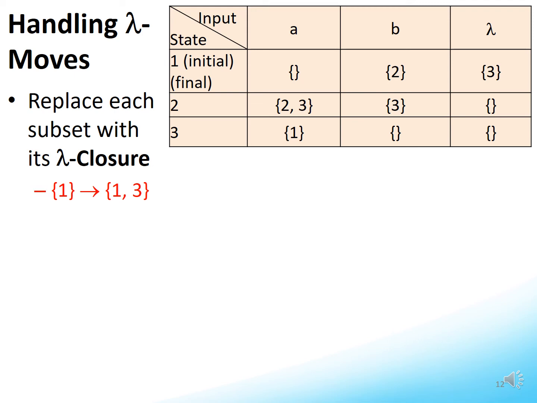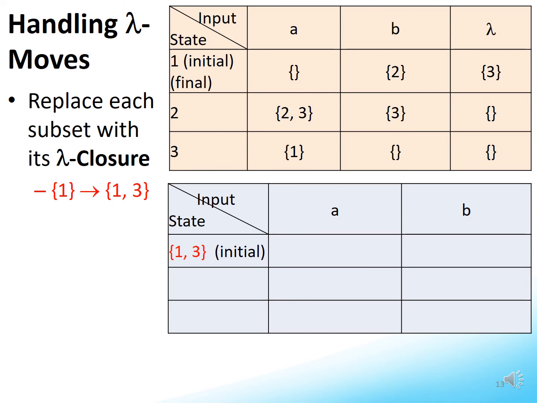For example, assume that the machine is in state 1. Since 1 can move to 3 non-deterministically through a lambda move, we apply expansion, and then we will include 3 into the subset of states.